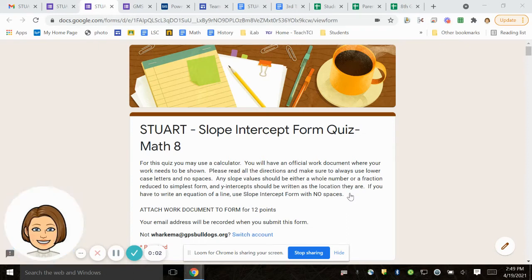This is the slope-intercept form quiz. For this quiz, you may use a calculator. You will have a work document where your work needs to be shown. Please read all the directions and make sure to always use lowercase letters and no spaces.